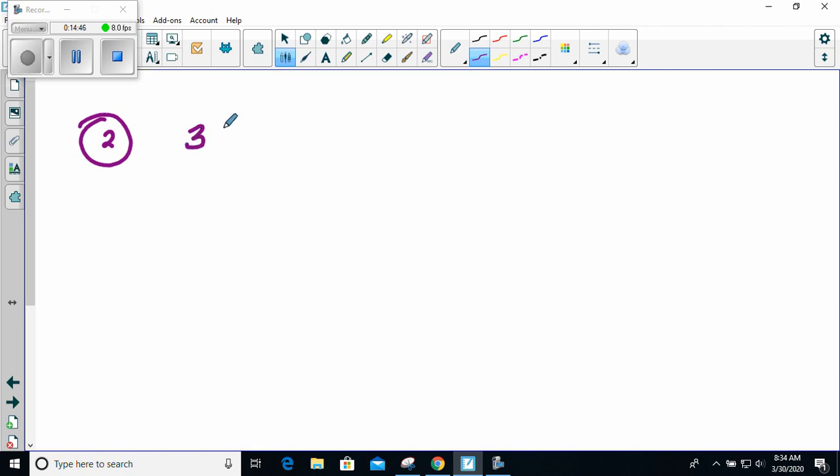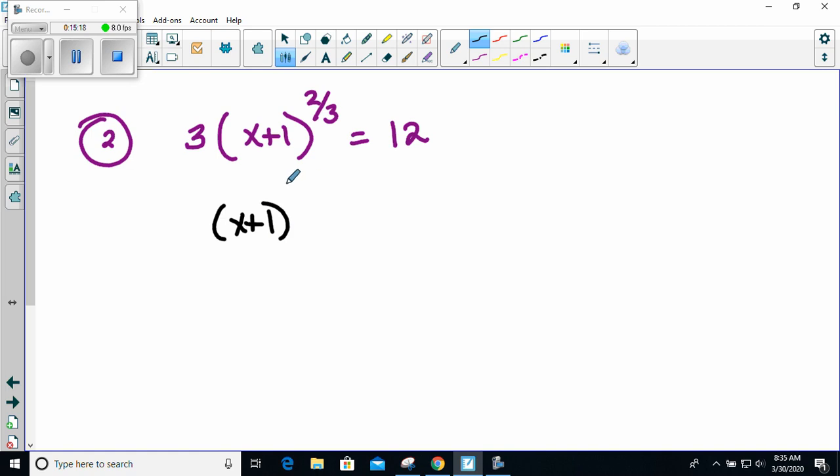So check this guy: 3 times x plus 1 raised to the 2/3 power equals 12. I can't stress this to you enough. That is a radical. It's a cube root, as a matter of fact. It's the cube root of x plus 1, but it's given to us in rational form, so we're going to roll with it. So, the first step, what do I do first? Well, we're going to get the rational exponent by itself, which means that 3 needs to go away. So I'm going to divide everything by 3. So I have x plus 1 raised to the 2/3.